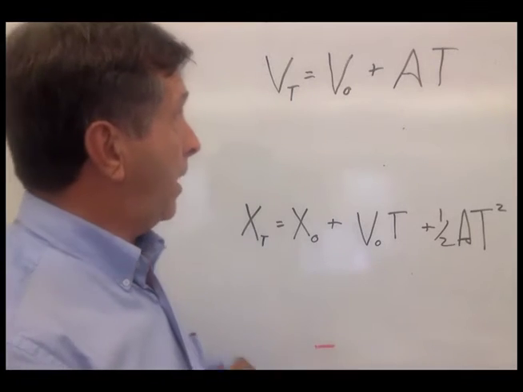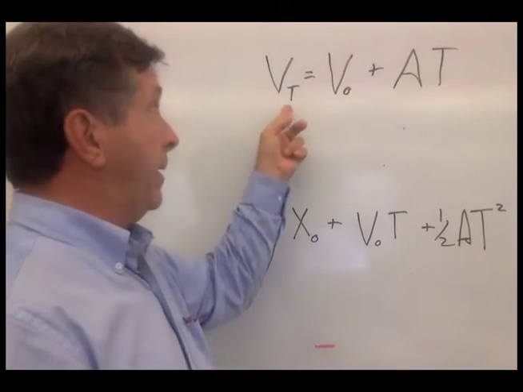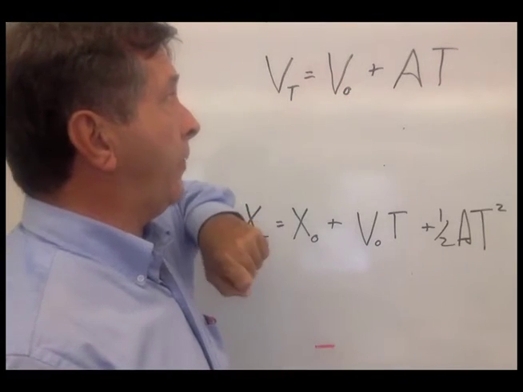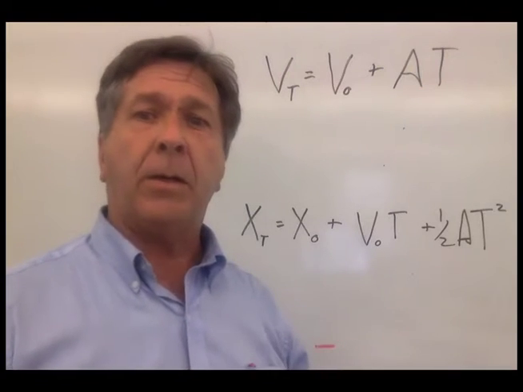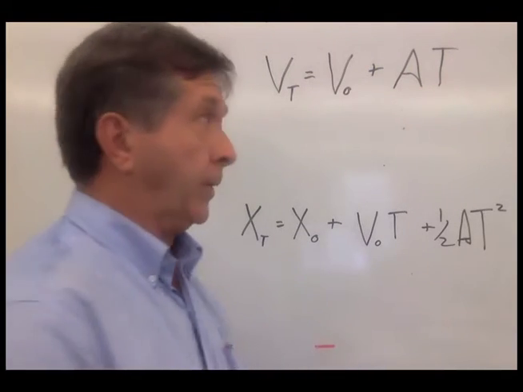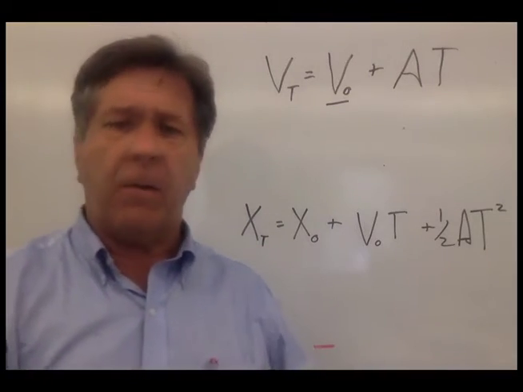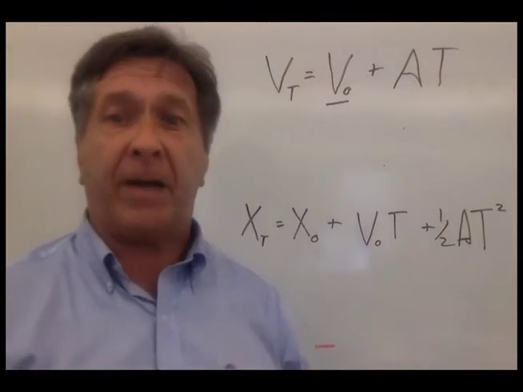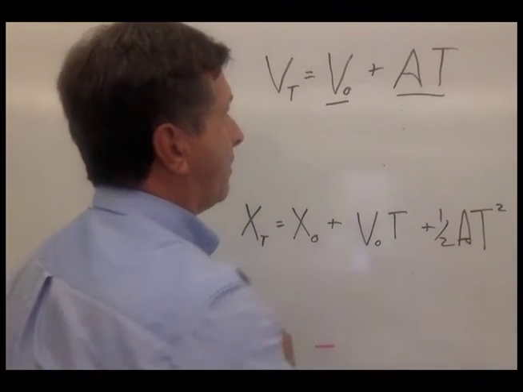Okay, this first one tells us the velocity at any time t is equal to whatever our initial velocity is plus at, plus the change in velocity caused by acceleration. So this is our initial velocity, v0, v at time 0. Sometimes people will call that v naught. And this is the change in velocity caused by acceleration.